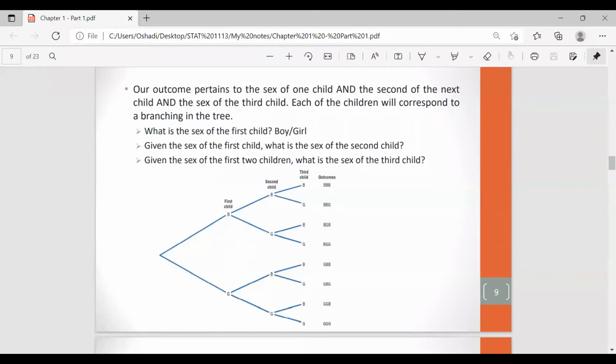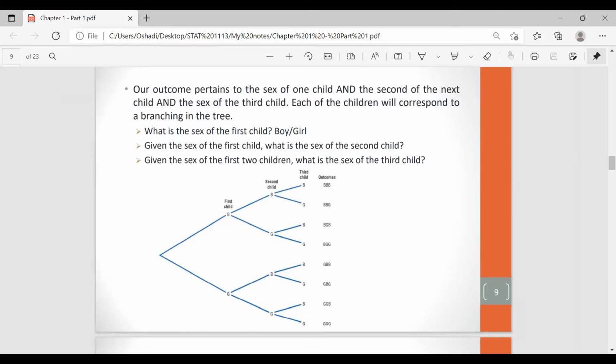So the first child would be boy or girl, and when given the sex of the first child, what is the sex of the second child? That is the second branch of the tree. First branch is what is the sex of the first child, right? It could be either boy or girl. And the second branch is given the sex of the first child, what is the sex of the second child, right? And the third branch is allocated to, given the sex of the first 2 children, what is the sex of the third child.